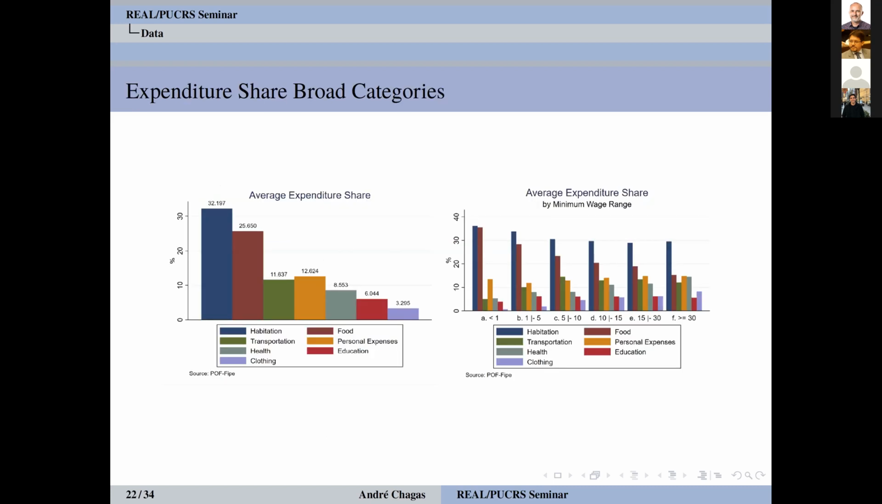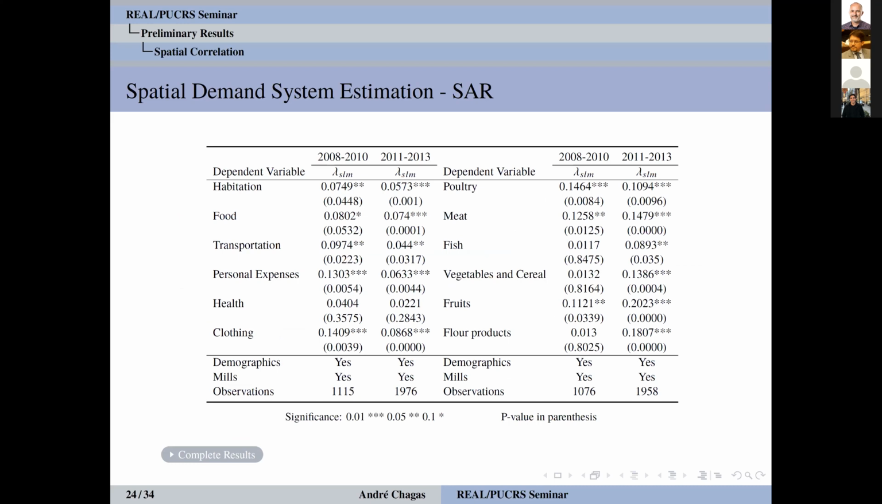The results to present: when I put in the spatial SUR model, we have evidence that the spatial correlation coefficient is significant for virtually all models, mainly for the second panel of our data, 2011 to 2013, in whole, I mean the broad category or in the food category. The spatial coefficient is significant, highly significant in some cases.